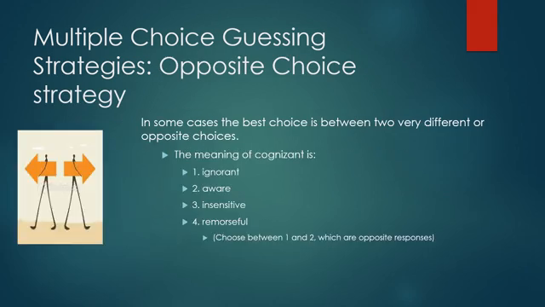Opposite choice strategy. In some cases, the best choice is between two very different or opposite choices. For example, the meaning of cognizant is ignorant, aware, insensitive, or remorseful. Choose between 1 and 2, which are opposite responses.